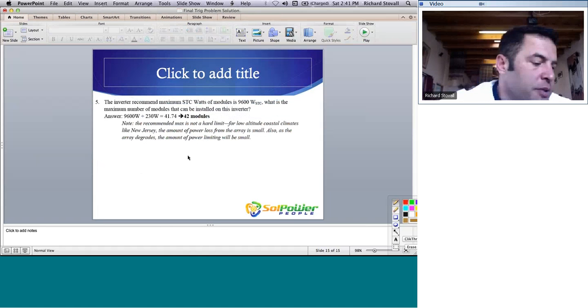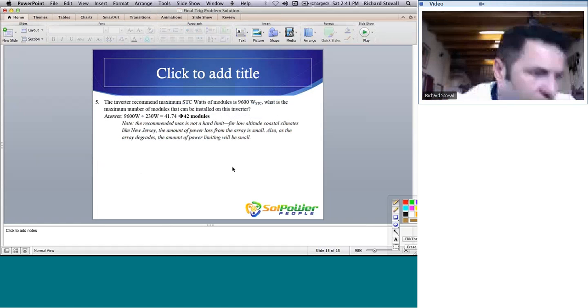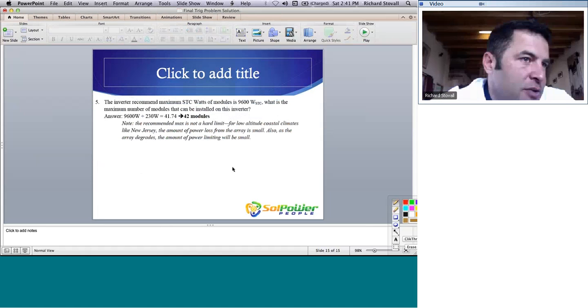There's not much I would change with this. We know the 230 watt STC. We know that 9600 watts is the maximum recommended DC input for the converter. So it's a matter of going 9600 watts divided by 230 watts. It's 41.74. And this, I went ahead and rounded up to 42. It still isn't a lot of penalties. This is a recommended, not a hard max.